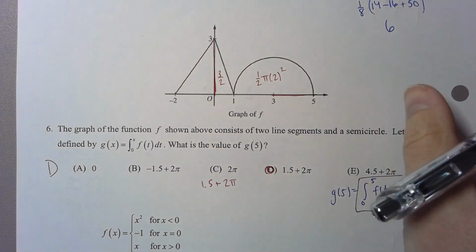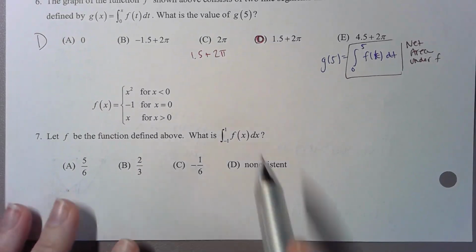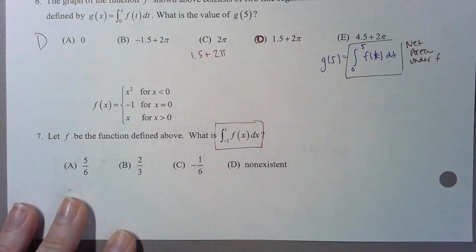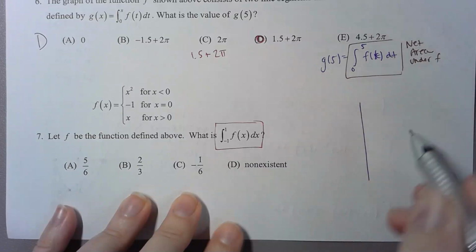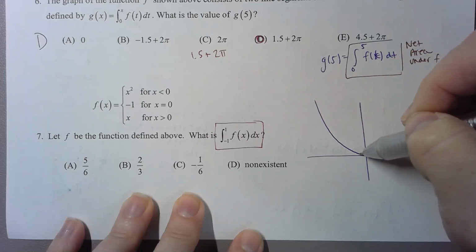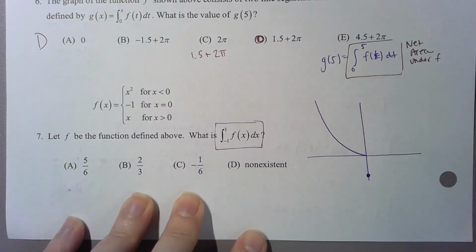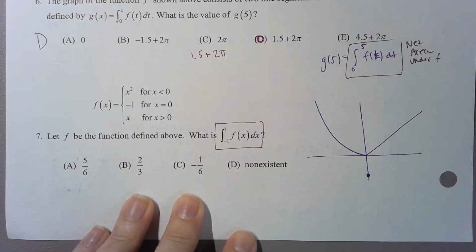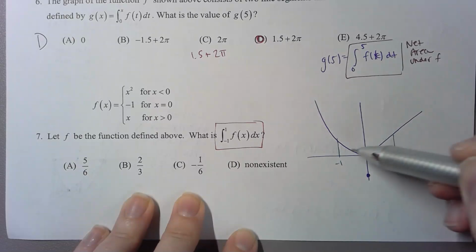Good. All right, let's take a look at number 7. So lovely piecewise, and they're asking for the value of the integral. I say we just take a quick little look at the graph. I have x squared when x is less than 0. When x equals 0, I'm down here at -1. And then I have the line y equals x when x is greater than 0. There's a hole there, right? They want the value of the integral from -1 to +1.